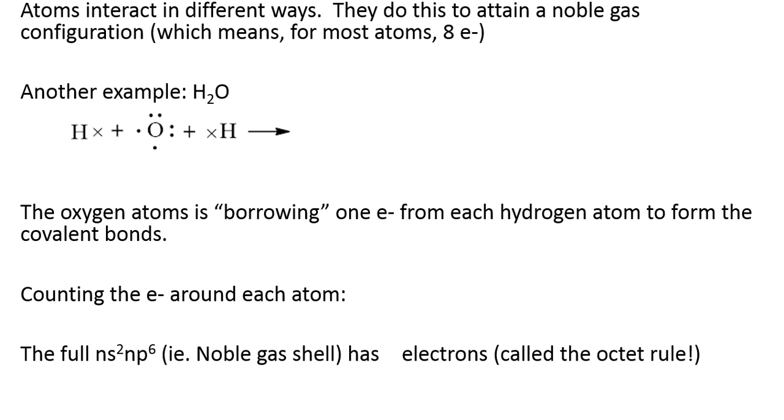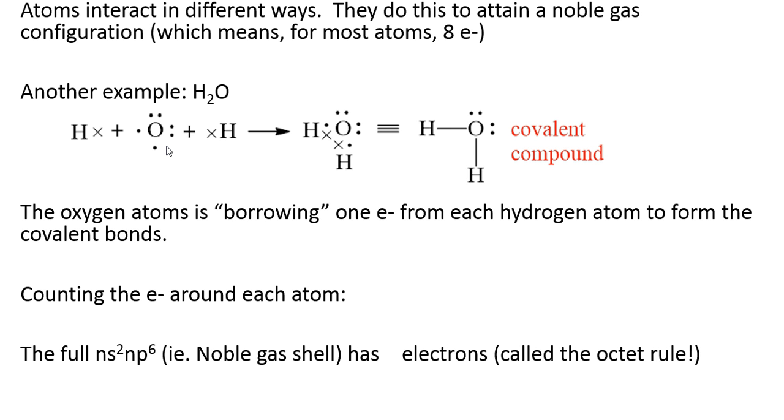In an example, H2O, or water, we see that each hydrogen atom has got 1 valence electron, and the oxygen has got 6 valence electrons. Since these are interactions between nonmetals, we will form covalent bonds, and the result will be a covalent compound. As you can see, the electrons between the hydrogen and the oxygen are being shared, resulting in these covalent bonds shown by the solid lines.